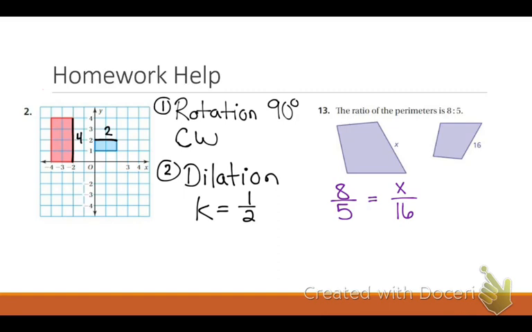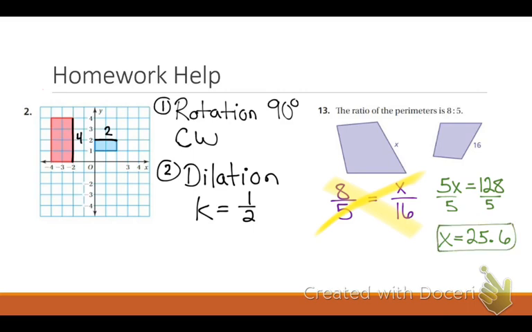And now I can do, what was that method that I said I can do to solve a proportion? Cross multiplication, cross products. 8 times 16 and 5 times x. Okay? And when I do that multiplication, guys, I get 5x equals 128. It's okay if these answers are decimals. Don't think that your answer is wrong. If it's a decimal, we divide both sides by 5, and my answer is, I'm sorry, 25.6. Okay? And that's my answer. All right, so that's how you would do number 12.